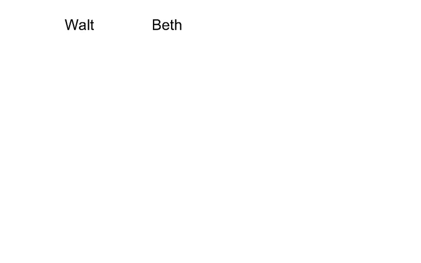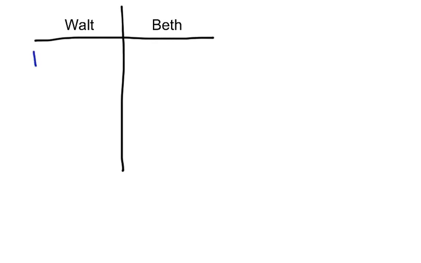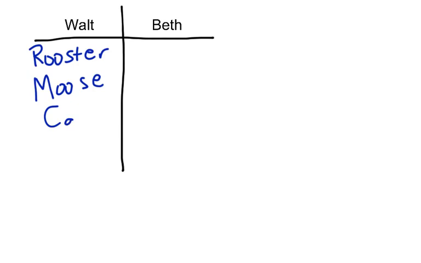The two people in this example are going to be Walt and Beth, and they are going to rank their choices of the four different animals this way. Walt puts the rooster first, the moose second, the cat third, and the squirrel last.